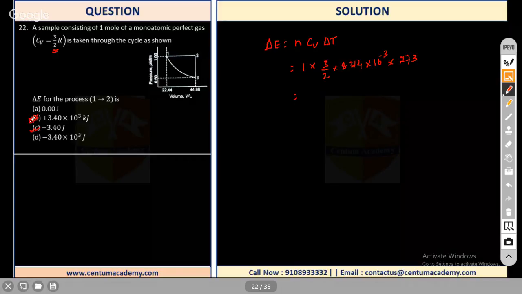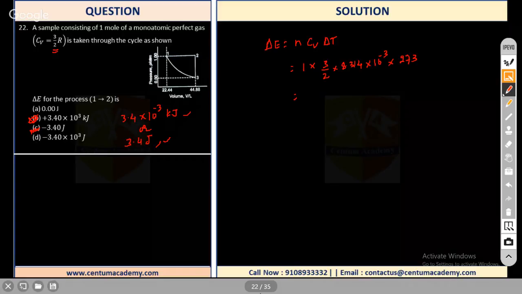I didn't see this option. Oh no, it's minus. It should be plus. No, I think the option is wrong here. Either we should have 3.4 into 10 to the power minus 3 kilojoule, or it should be 3.4 joule, I think. Yeah, any one of these could be the answer.